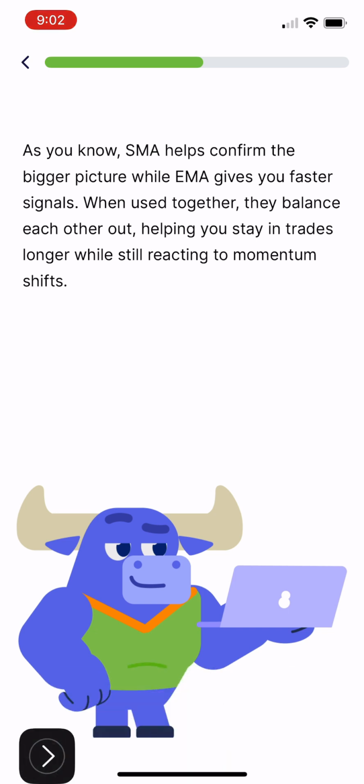As you know, SMA helps confirm the bigger picture while EMA gives you faster signals. When used together, they balance each other out, helping you stay in trades longer while still reacting to momentum shifts.